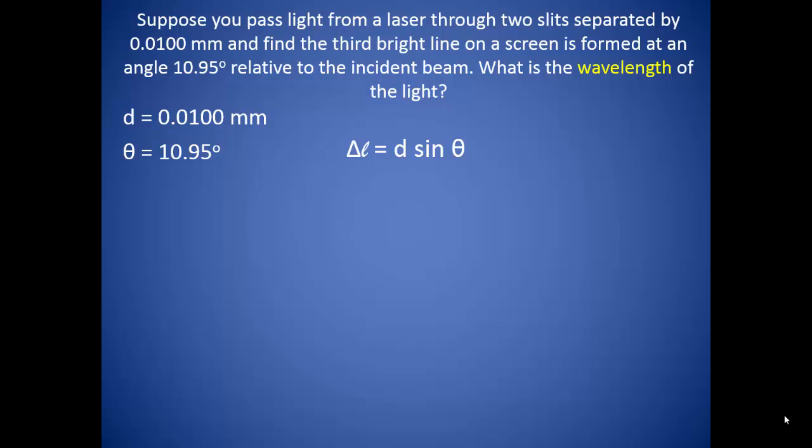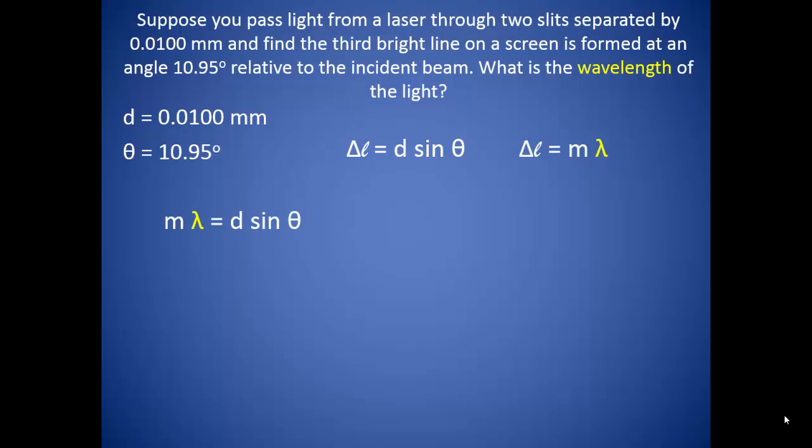Suppose you pass a light from a laser through two slits separated by 0.0100 millimeters and find the third bright line on a screen is formed at an angle of 10.95 degrees relative to the incident beam. What is the wavelength of the light? We have the angle to one of the bright fringes, so we know that represents a band of constructive interference, since it is the third band and m equals 3.